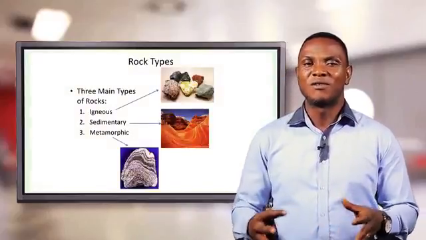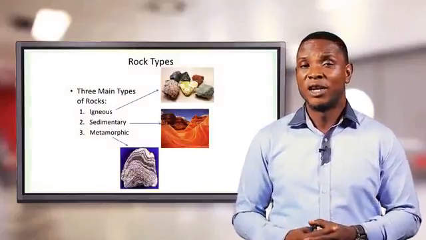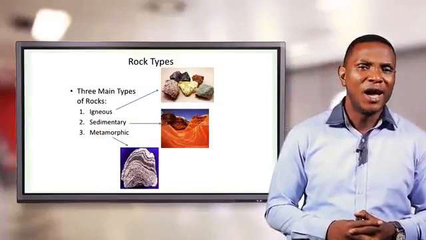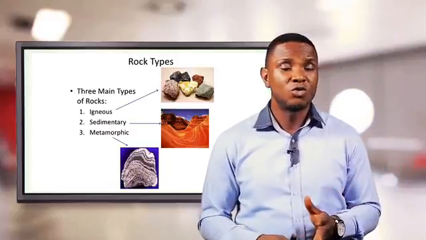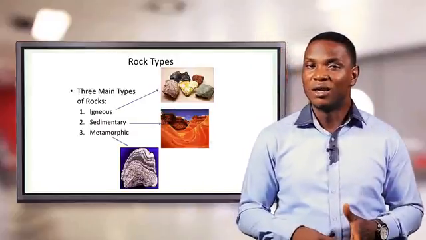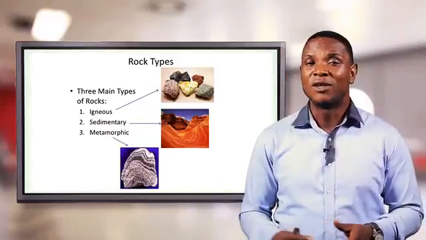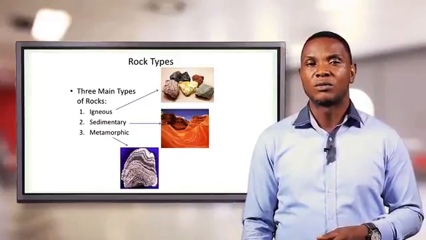Now, rocks are classified based on how they are formed. So we have 3 major classes of rocks. We have what we know as igneous rocks, which we're going to learn about today. We also have sedimentary rocks. And finally, we have metamorphic rocks.